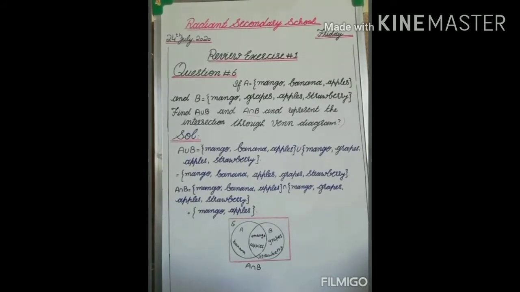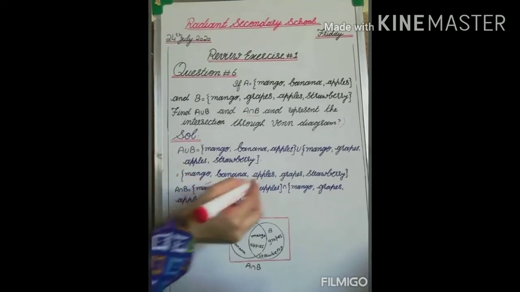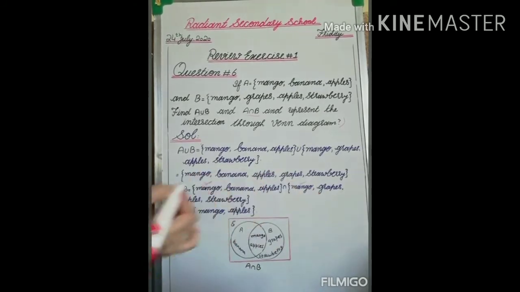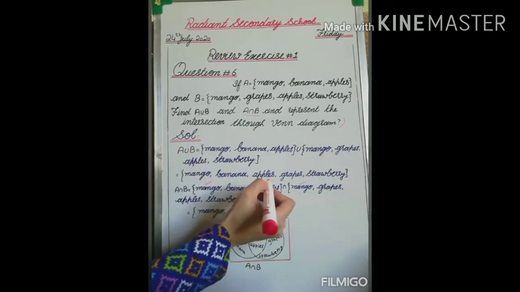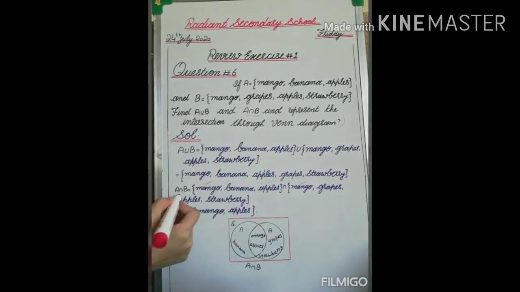Intersection means just write the common elements of sets A and B. Firstly check the common elements. Is mango common? Yes, mango is present in set A and also present in set B. Is banana common? No, banana is present in A but not in B. Are apples common? Yes, apples are present in A and also present in B. Is strawberry common? No, strawberry is present in B but not in A. So A intersection B is mango and apples. Now move on to the third part.